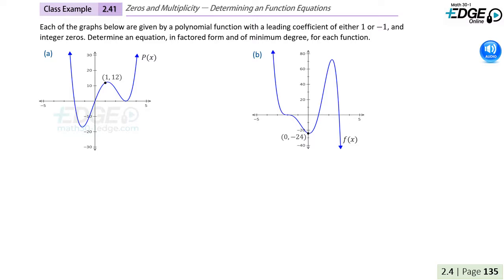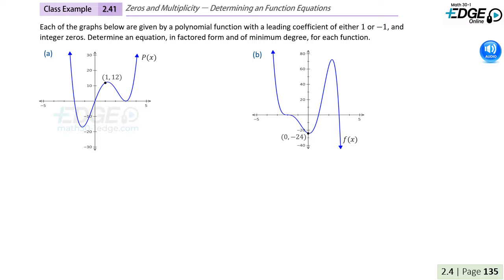Class example 2.41 shows some of the more common problems we see in the polynomials chapter. Here we'll work with graphs to determine the multiplicity of zeros and write the equation of a function. Now we're told that the graphs below correspond to polynomial functions for which the leading coefficient is either 1 or negative 1. So there may have been a reflection in the x-axis, but there has been no vertical stretch. We're also told that the zeros are integers, so no decimals or fractions.